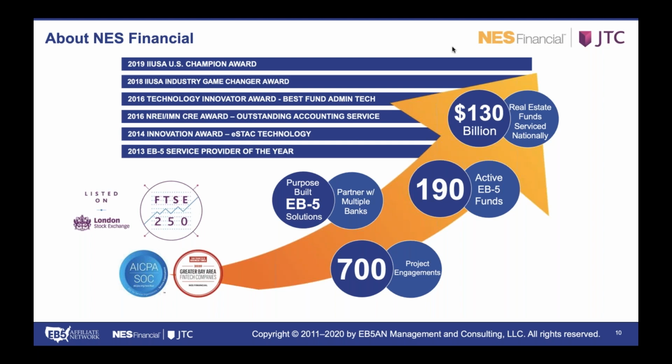We found that investors in many cases look at the regional centers or projects they're considering investing in, and take note of the fact when NES Financial JTC is involved. On EB5, like I said, over 700 projects. We currently still have over 190 of them active at some stage of the EB5 life cycle. And overall, as a business, we're administering over $130 billion in funds globally. Next slide.